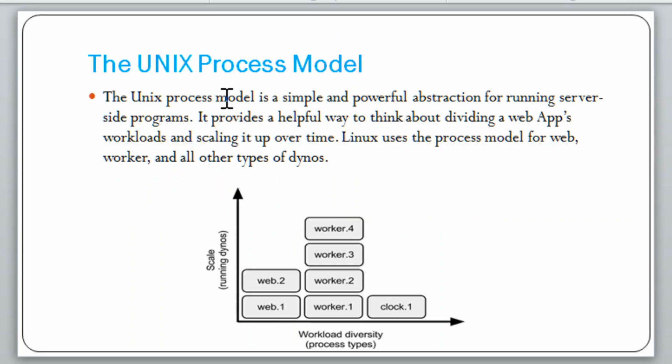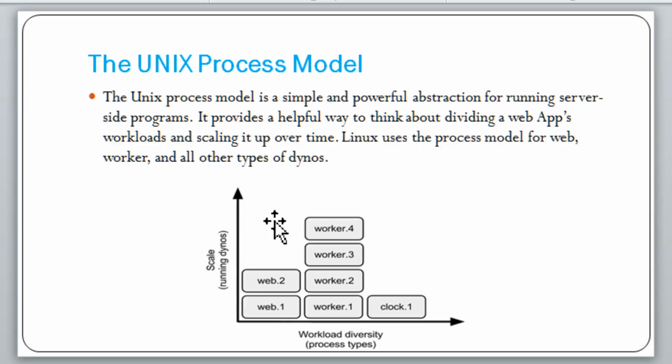The UNIX process model is a simple and powerful abstraction for running server-side programs. It provides a helpful way to think about dividing a web app's workloads and scaling it up over time. Linux uses the process model for a web, worker, and all other types of dynos.